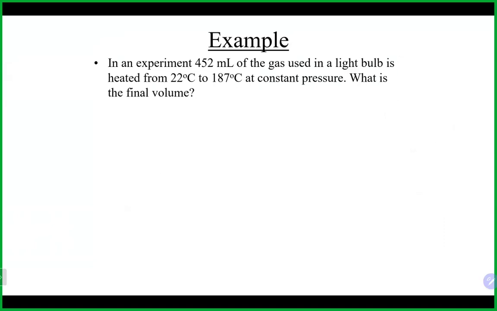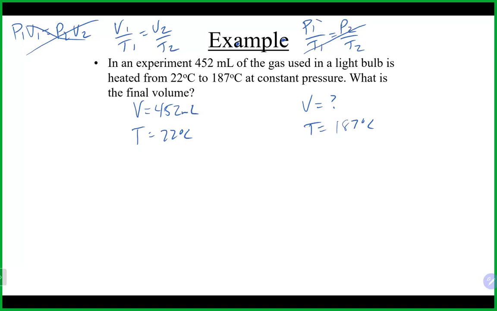All right, so once you try one here. In an experiment, 452 milliliters of a gas using a light bulb goes from 22 to 187 degrees Celsius. What is the final volume? That eliminates that one, that eliminates that one, and it should point you there to Charles' law. You can almost see it as you label that.